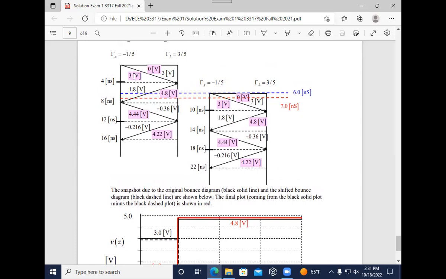Well, remember the purple numbers are the running tally. The purple numbers are the voltage in these triangle shaped regions, right? So if you look at this red line, at this point right here, it's a fourth of the way down. I'm crossing from this triangle region to this triangle region, right? So 3 is this triangle region, 4.8 is this triangle region.